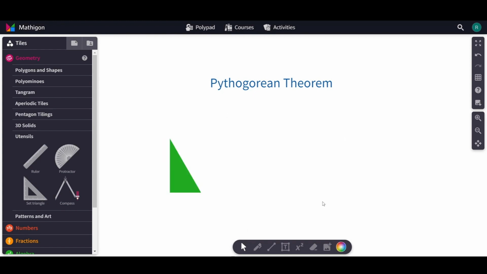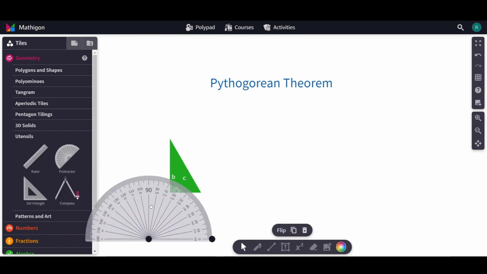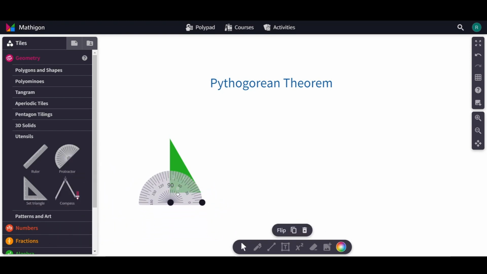Before talking about the theorem, since we know algebra, I'm going to name this side. Since we don't know it, we can just name them whatever we want. I'm going to call this side A. Sorry, let me make this white. This side B, and lastly this side C. So this triangle is a right triangle. Let me measure this. Yes, as you can see, it is a right triangle.